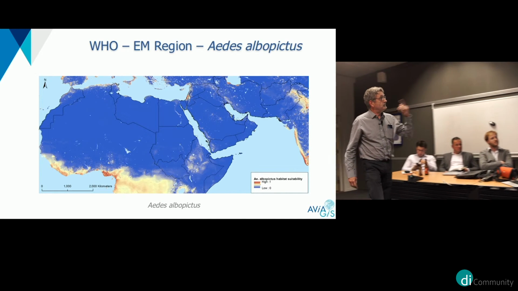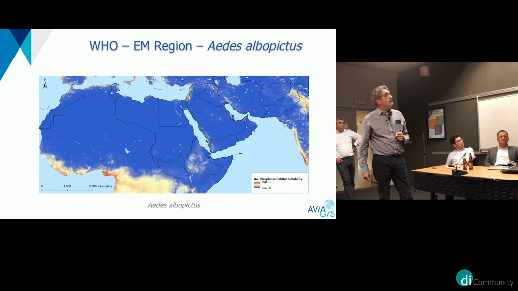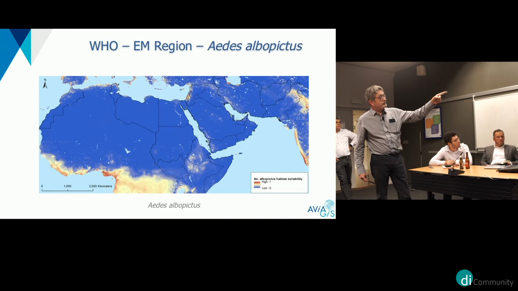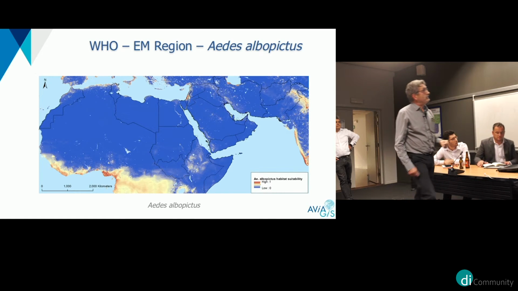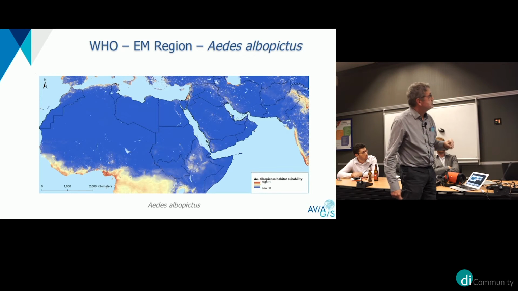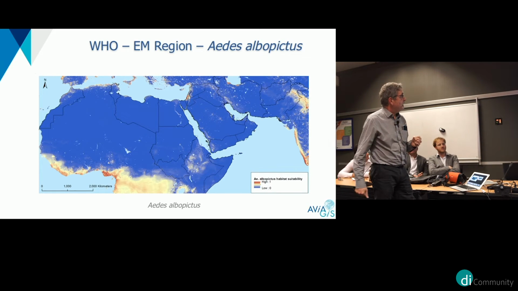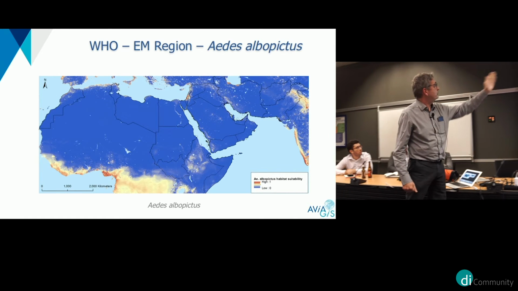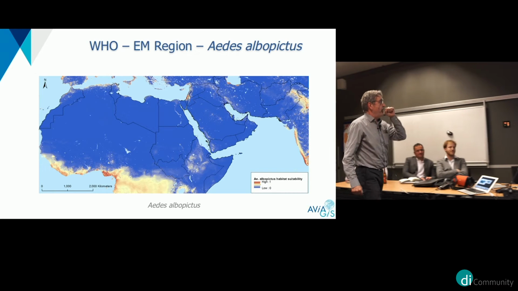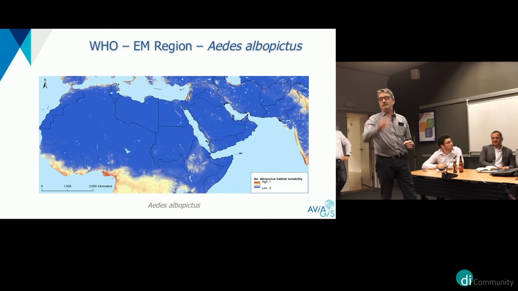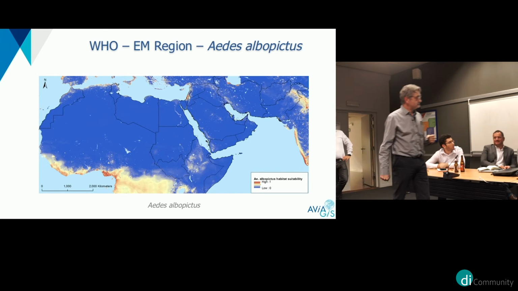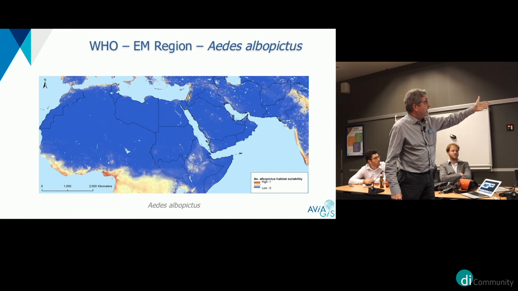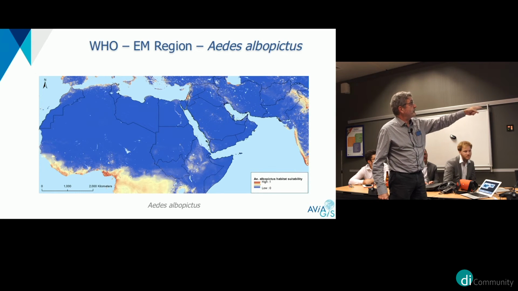And then this is current work we're doing for WHO, where we are modeling the distribution of Aedes albopictus and Aegypti for what they call the Eastern Mediterranean region. And we were very surprised to hear that Eastern Mediterranean region in WHO talk means from Morocco to Pakistan. Anyway, to me it looks like maybe the center is the Eastern Mediterranean. Anyway, we're modeling this. This is not published yet.